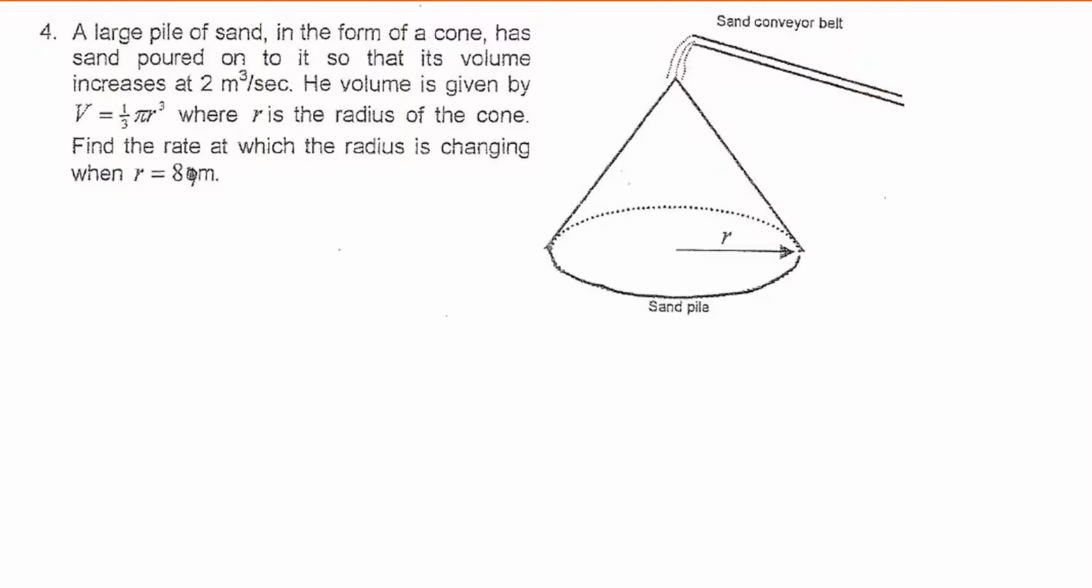So this was one of the homework questions that I've got you guys to do. A large pile of sand, in the form of a cone. Sand's poured onto it, so the volume increases at a rate of 2 cubic meters per second. The volume is given by that, where the radius of the cone is r. Find the rate at which the radius is changing with that.